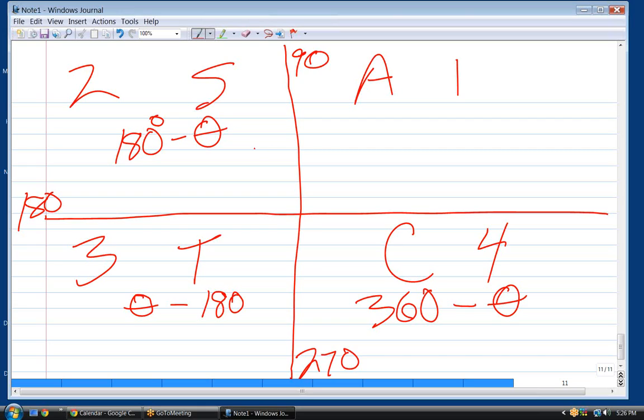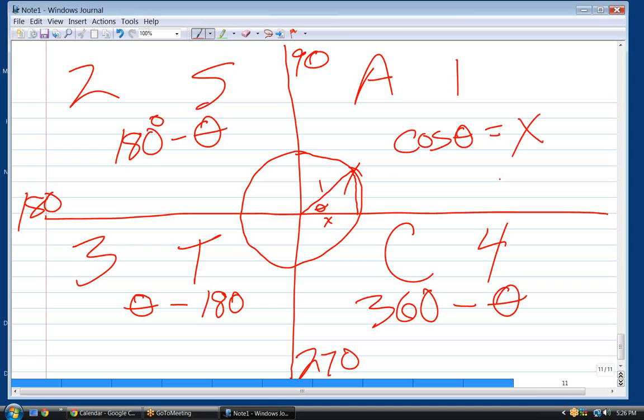However, let me show you real quickly. If I draw the unit circle there, and I put a point right there. Now I draw a triangle. Remember, our unit circle always has a hypotenuse of 1. So the cosine of theta equals x. The sine of theta equals y.